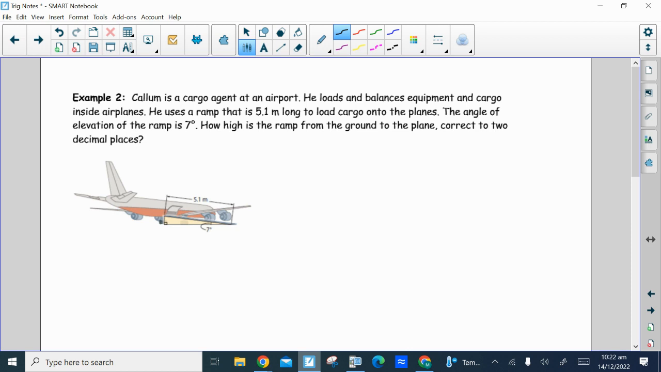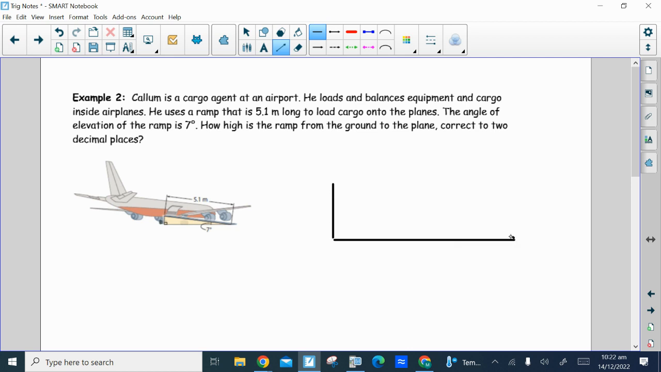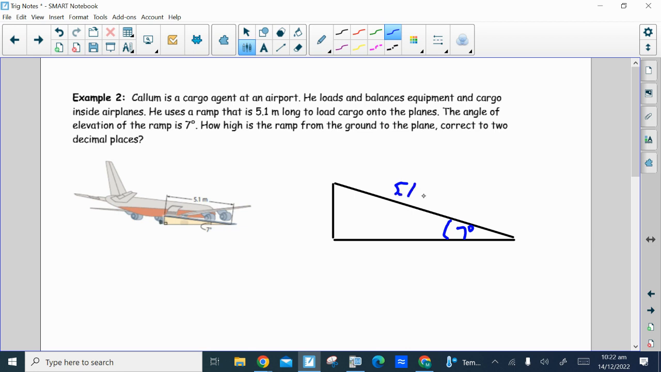So that's a very small triangle. It may be helpful to draw a larger one. Okay, the angle of elevation is 7 degrees. Again, that's measured from the horizontal looking upwards. And the ramp itself is 5.1 meters long. We want to know how high it is. What is the height?